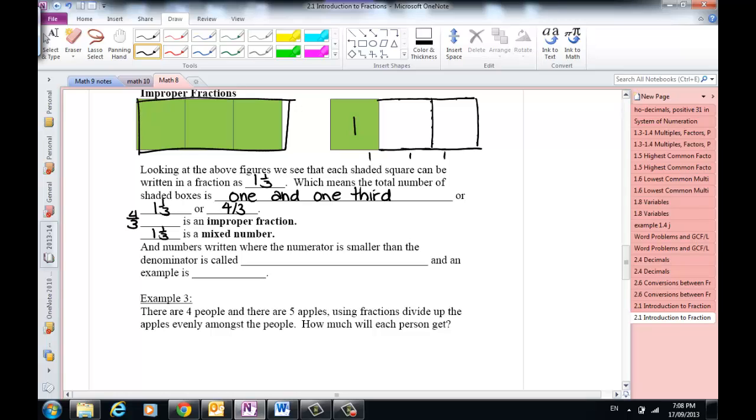And for numbers written where the numerator is smaller than the denominator, remember, the numerator is on top and the denominator is on the bottom. A number written where the numerator is smaller than the denominator is called a proper fraction. And some examples: just 1/2, 3/4, 11/12. Those would all be examples of proper fractions.